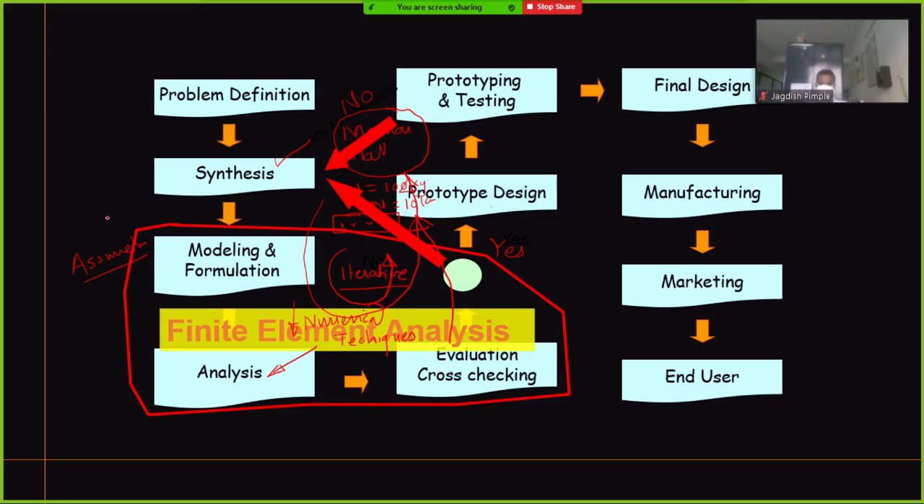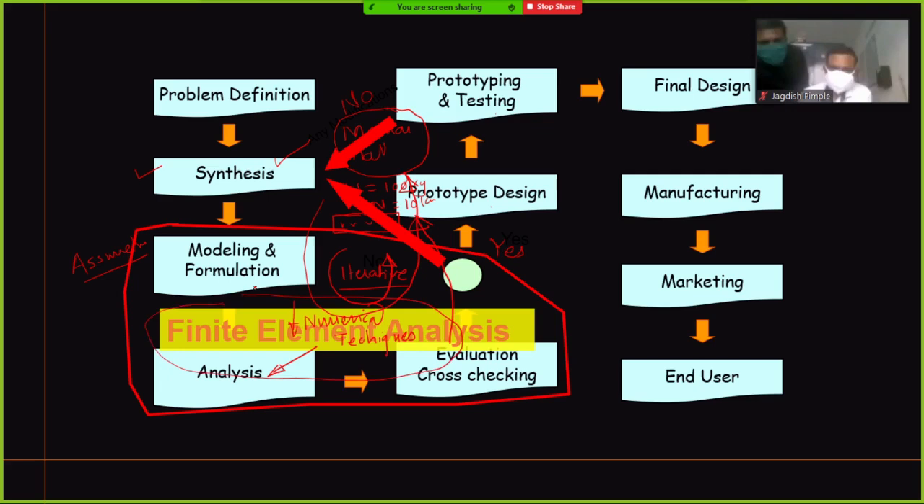It will never help you to generate any new ideas, like in synthesis we do. It will not help you to develop a practical prototype. It can give you the model, and that model can be produced with either a 3D printer or any machining process. So these are the three stages of the design that use the finite element method. That is basically the restriction for this FEA analysis.